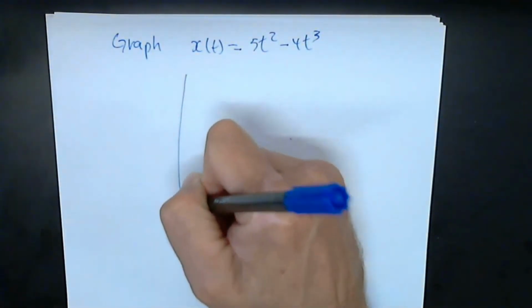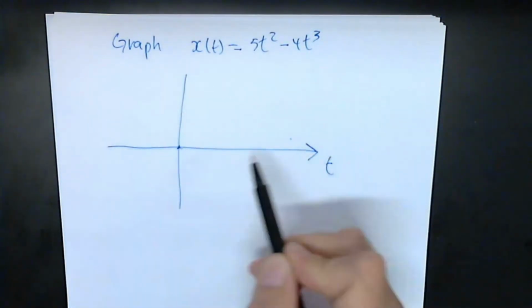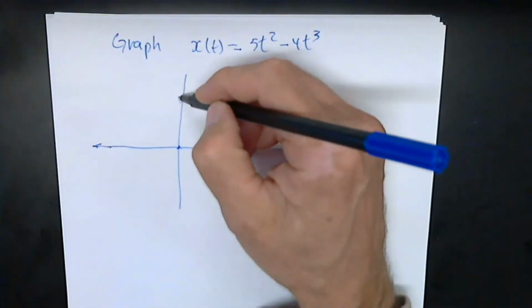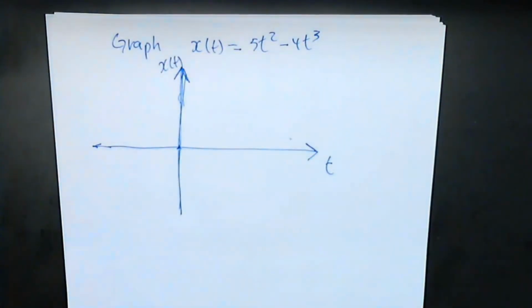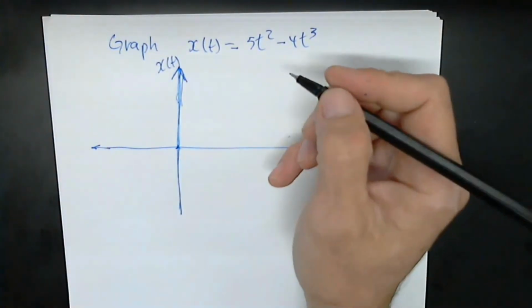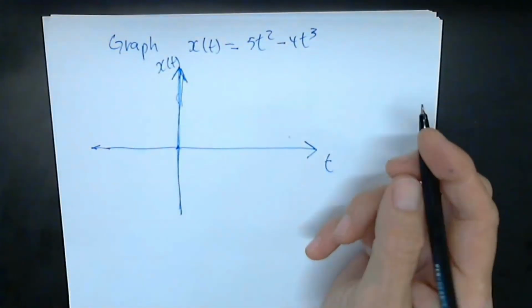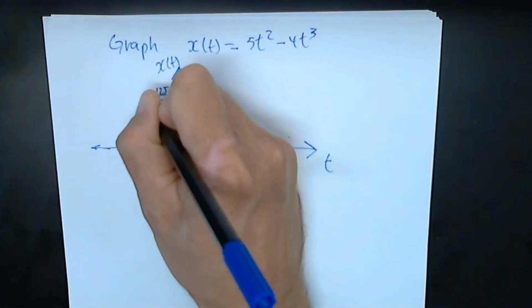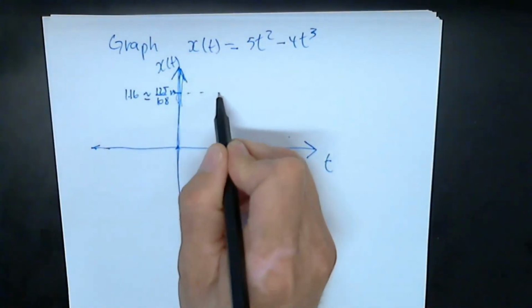We are going to graph the function. Remember that physically speaking, time goes from 0 to infinity. From 0 to minus infinity, it doesn't make sense physically speaking. So this is x of t. We know the maximum was 125 over 108 meters. That is 1.16 approximately. That's the maximum.